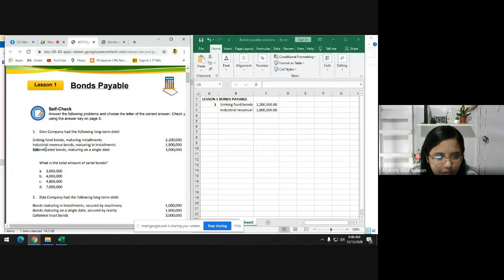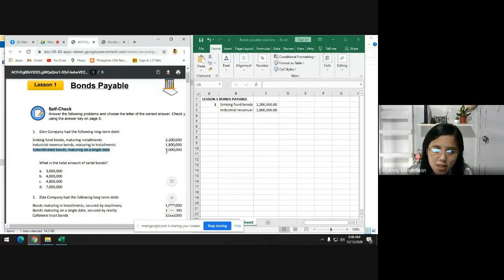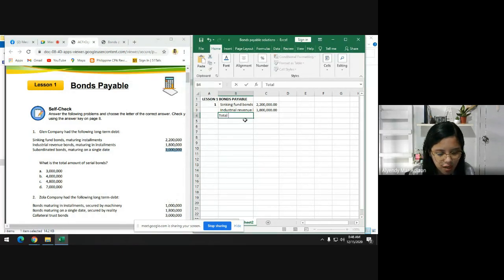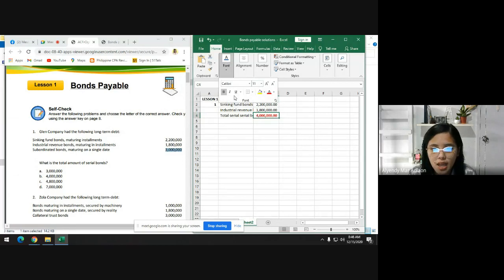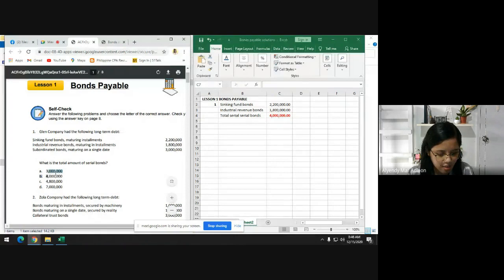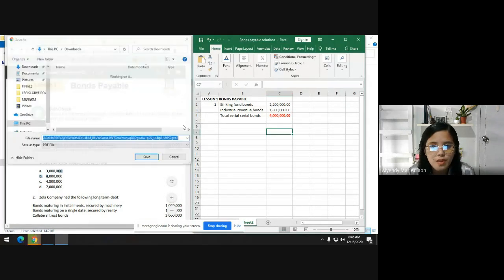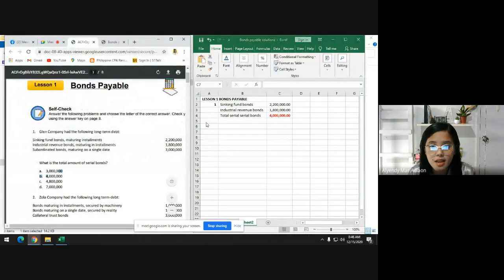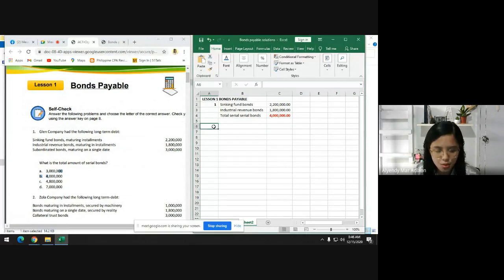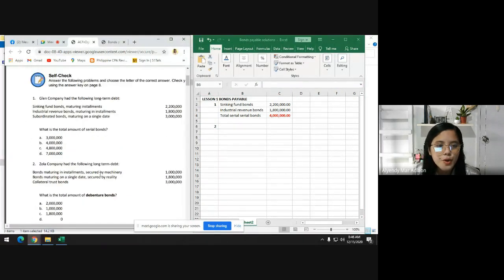Next, subordinated bonds maturing on a single date. Single date, so lump sum. So that is not a serial bond. So how much is our total serial bonds? We only have 2.2 and 1.8 million, and that is 4 million pesos. That would be letter B. Yes, that is letter B. So check, is it the same as the answer key? Is your answer correct?